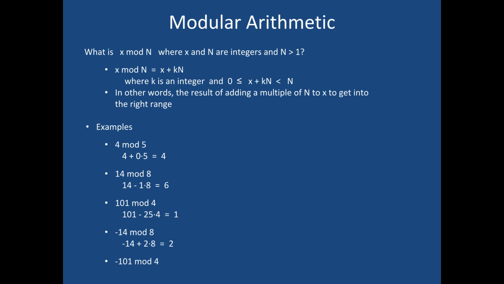What's negative 101 mod 4? Now, we already figured out that 101 mod 4 was 1. So it's tempting to say that negative 101 mod 4 is negative 1. And in fact, the percent operator in Java and C# does exactly that, but it's not the correct definition of mod.